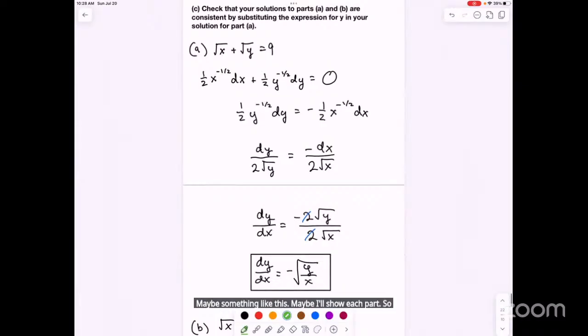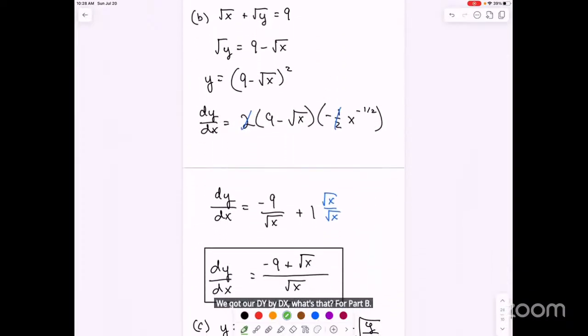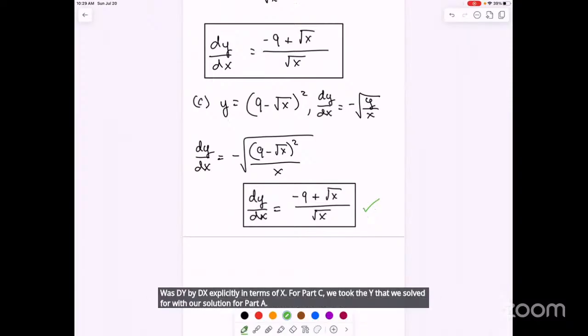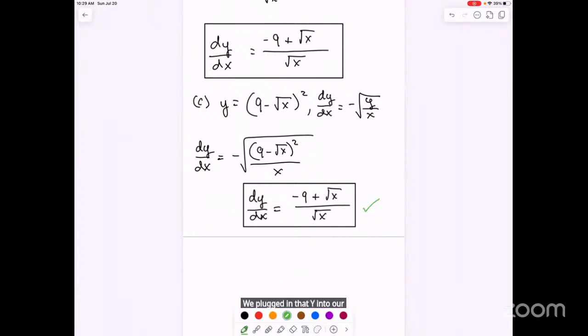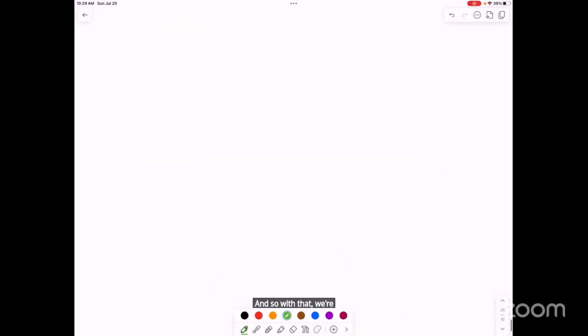So for part A, we got our dy by dx was that. For part B, we got our dy by dx. Part A still had a y there. Part B was dy by dx explicitly in terms of x. For part C, we took the y that we solved for and plugged it into our solution for part A, and we got the same result that we got in part B.